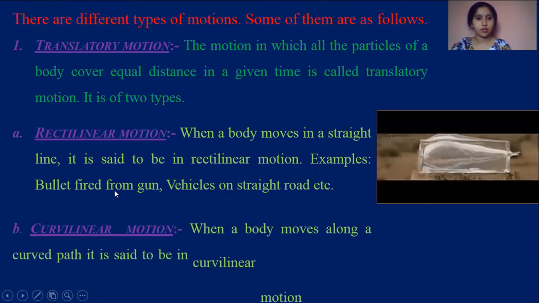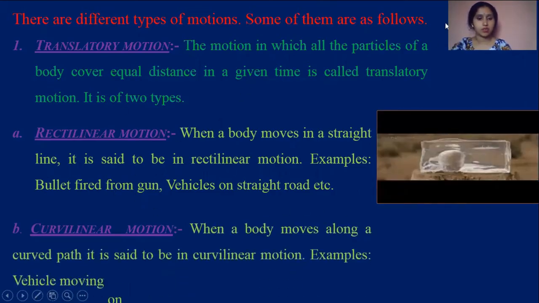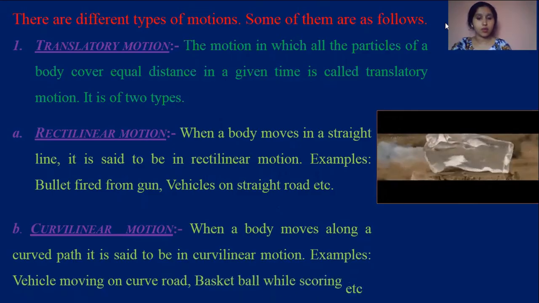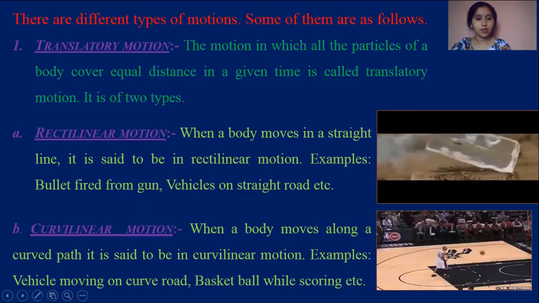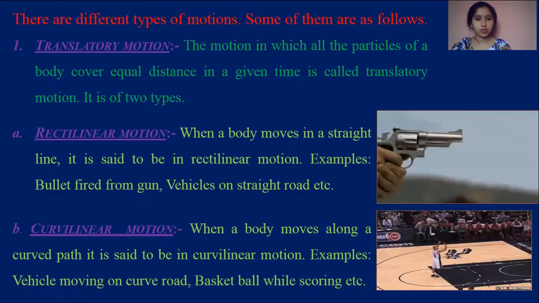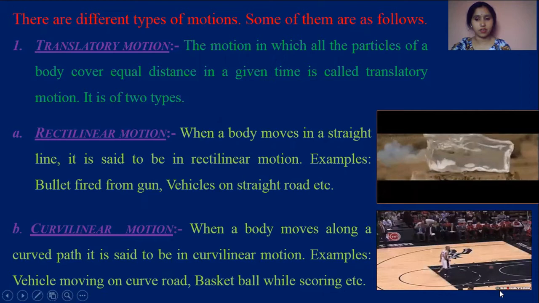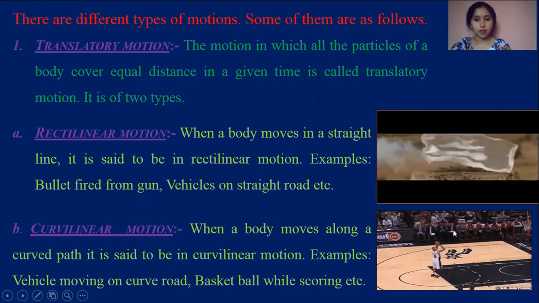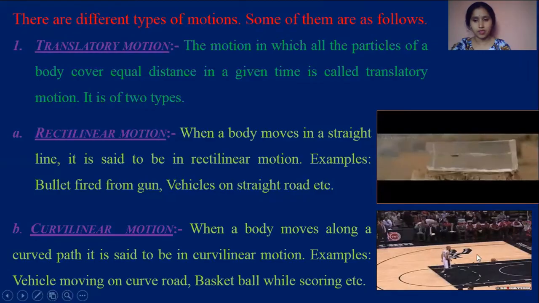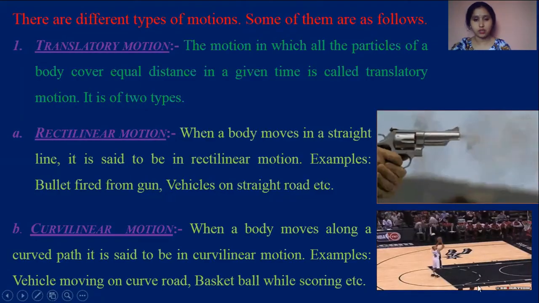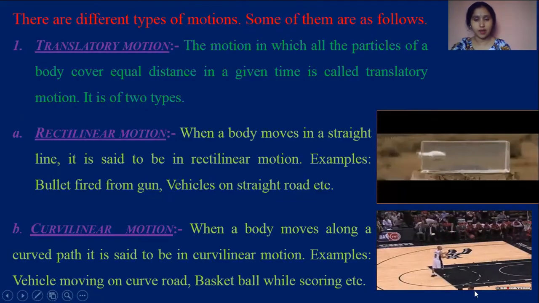Similarly, another type of translatory motion is curvilinear motion. When a body moves along a curved path, it is said to be in curvilinear motion. Examples you can see here: vehicles moving on a curved road and a basketball while scoring, etc. Here is a figure of the path covered by the moving basketball. It has covered a curved path. That means it has curved motion, so curvilinear motion at that time.